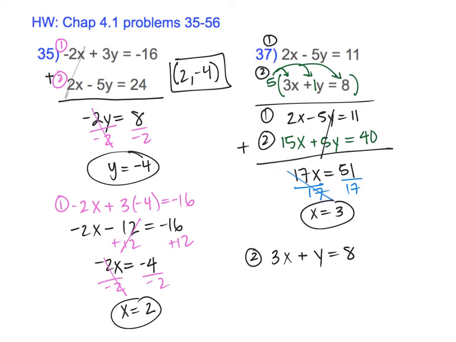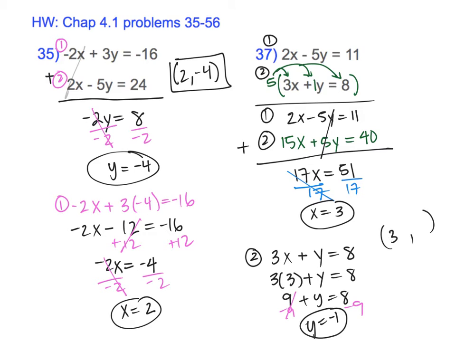So here's the second equation. I'm going to plug in 3 for that x. So that's going to be 3 times 3 plus y equals 8. So that's 9 when I multiply. Plus y equals 8. So if I subtract by 9, y is equal to, well, 8 minus 9 is -1. So the intersection here is 3, -1. And I have my answer.